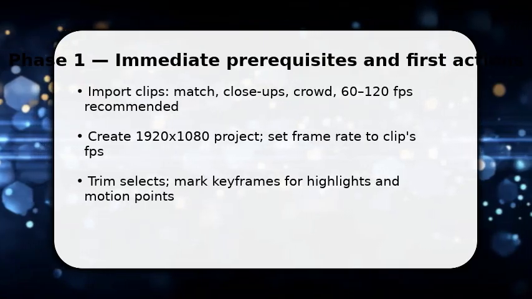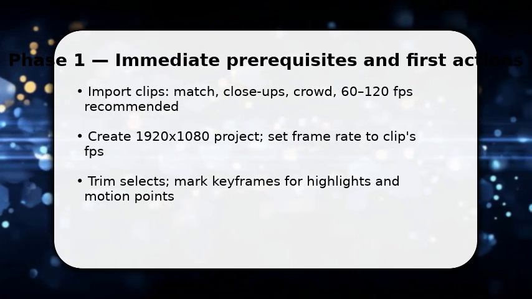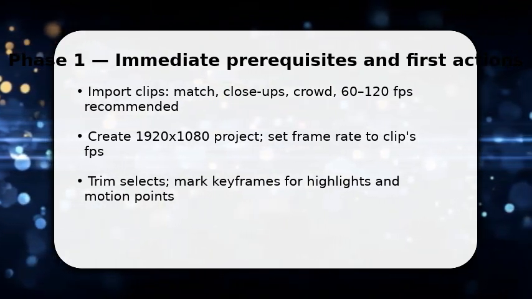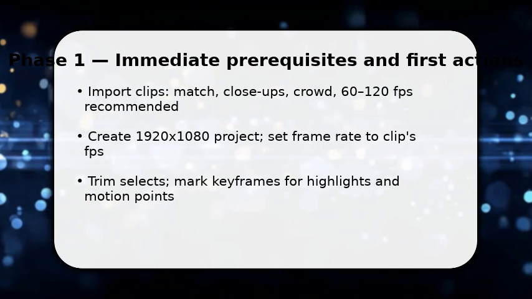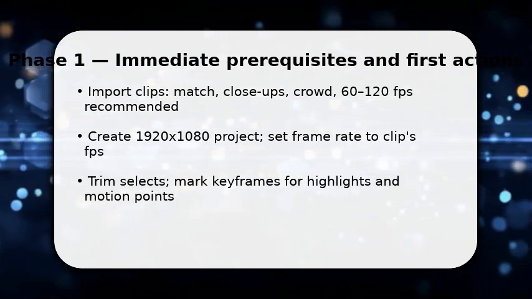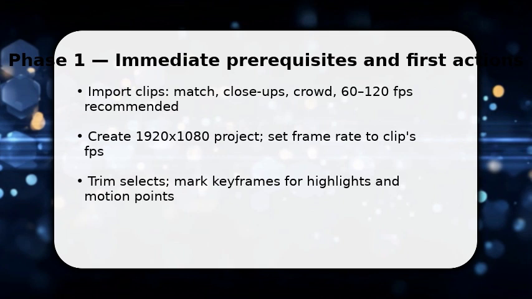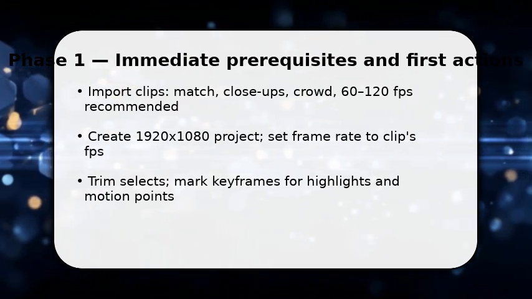You start by importing the match footage, goal clips, and reaction shots into Alight Motion. This gives you material to cut. Once done, create a 1920x1080 composition and match the project frame rate to your primary clip to avoid stutter.